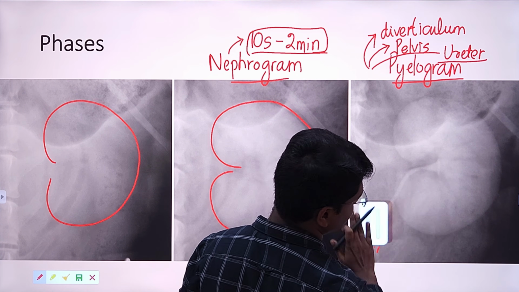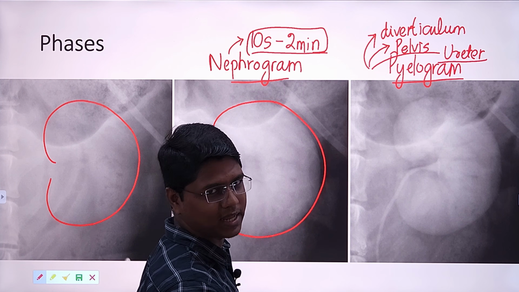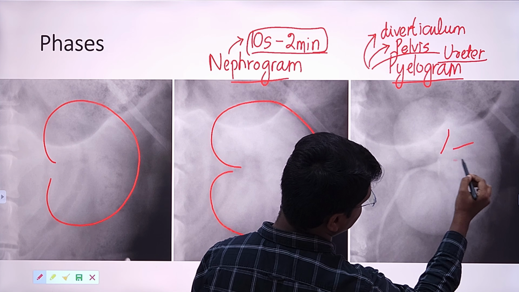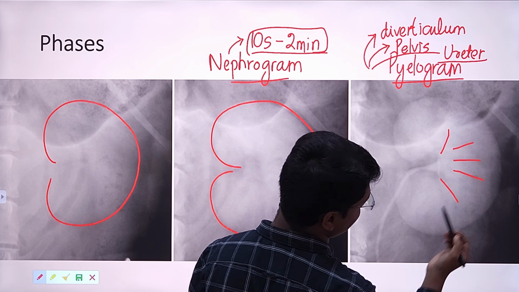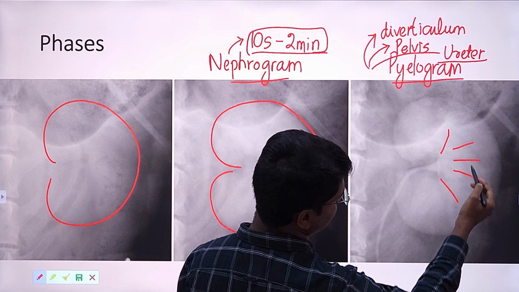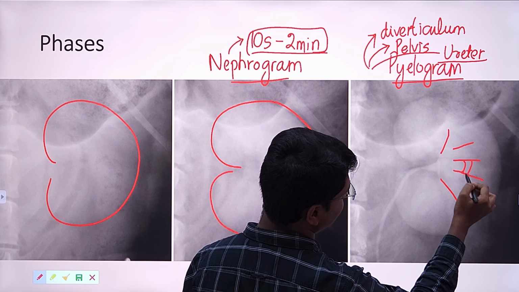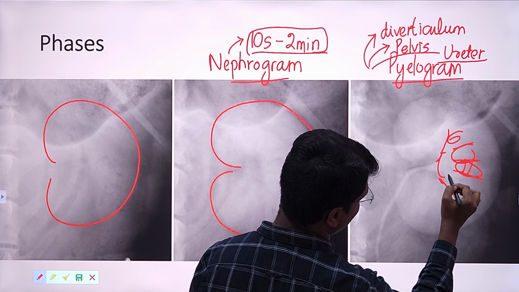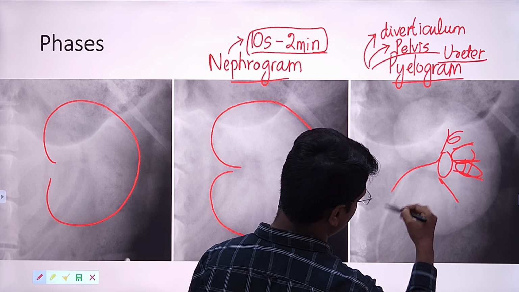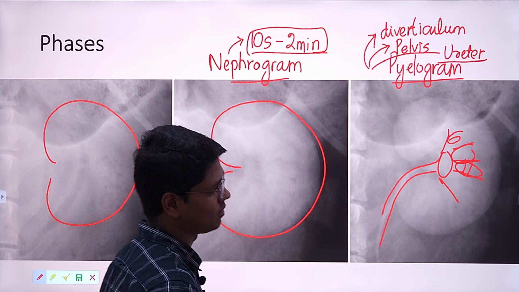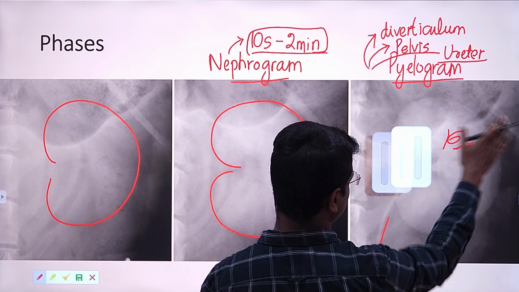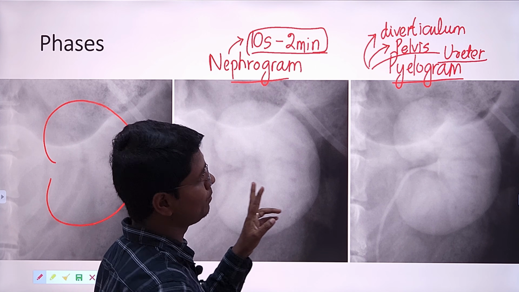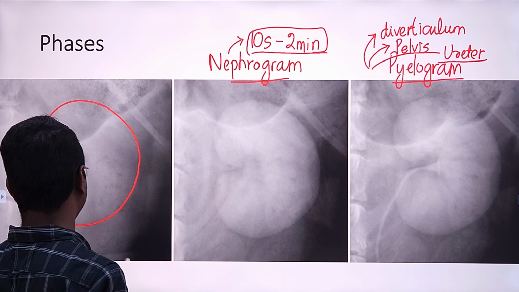Notice those structures. They are basically shades of gray, so you have to be very careful. See here, there are some radiolucent and opaque areas. These are diverticulums. Now they will join to form the renal pelvis. Here is the pelvis, and this is the ureter. So remember those two phases, the nephrogram phase and the pyelogram phase.